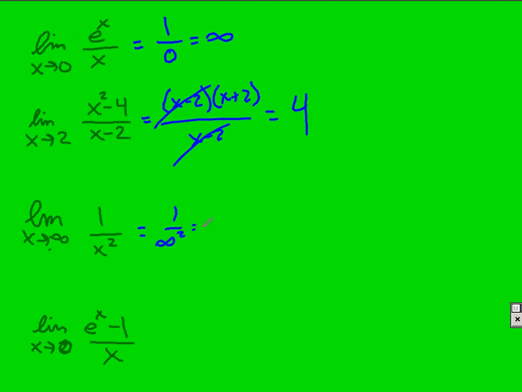In this one here, I have 1 over infinity squared. Well, infinity squared is just infinity, and as we just said, if I keep dividing by a bigger and bigger and bigger number, the more pieces I divide a pie into, the smaller they get until eventually I don't have anything left. It's just little crumbs.